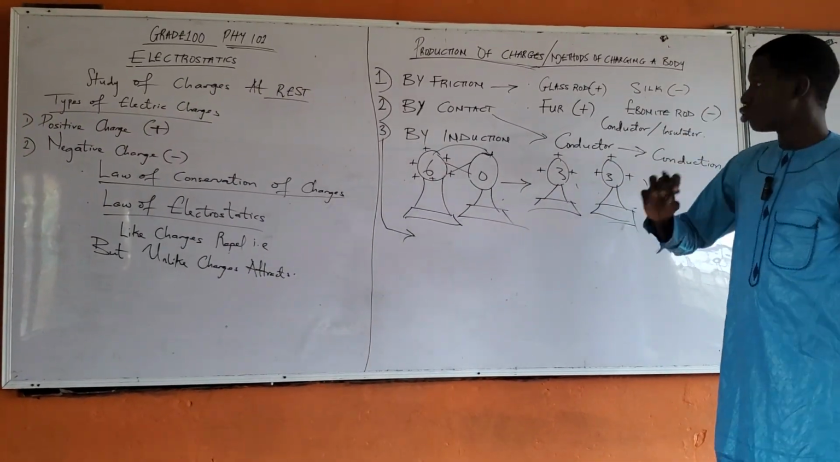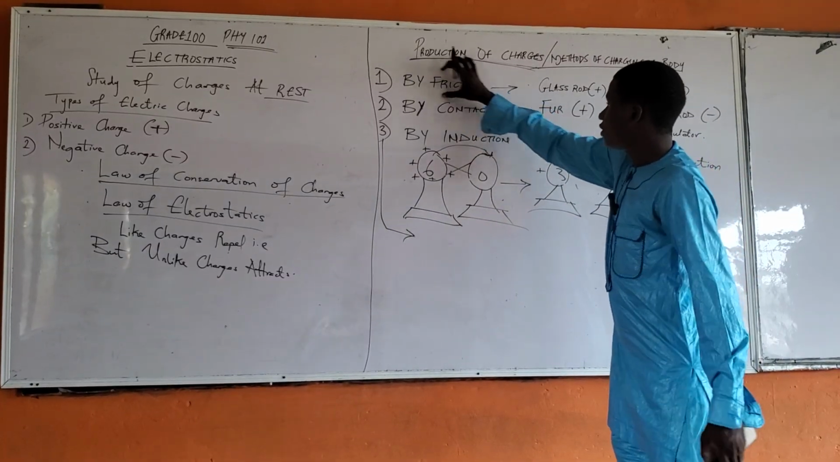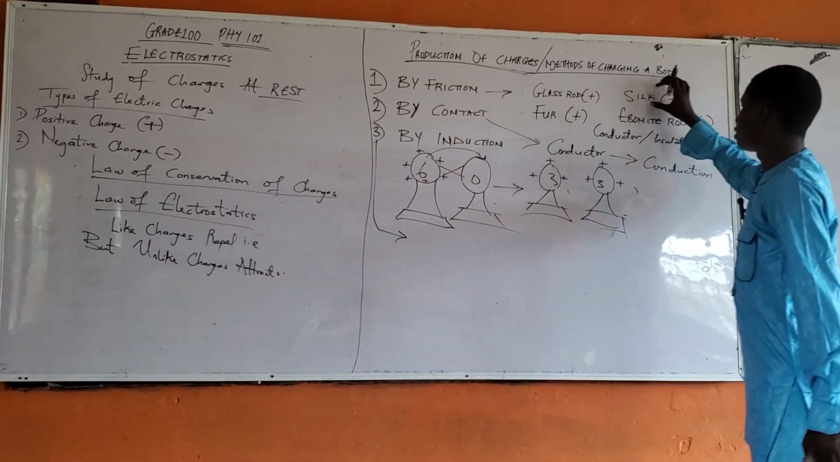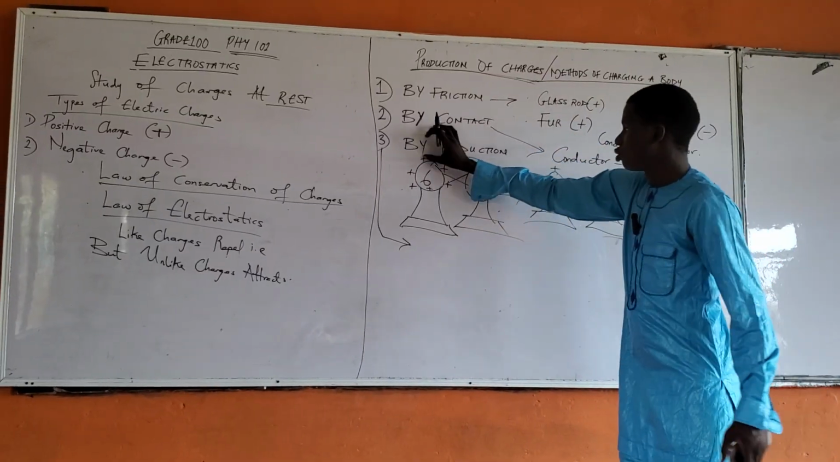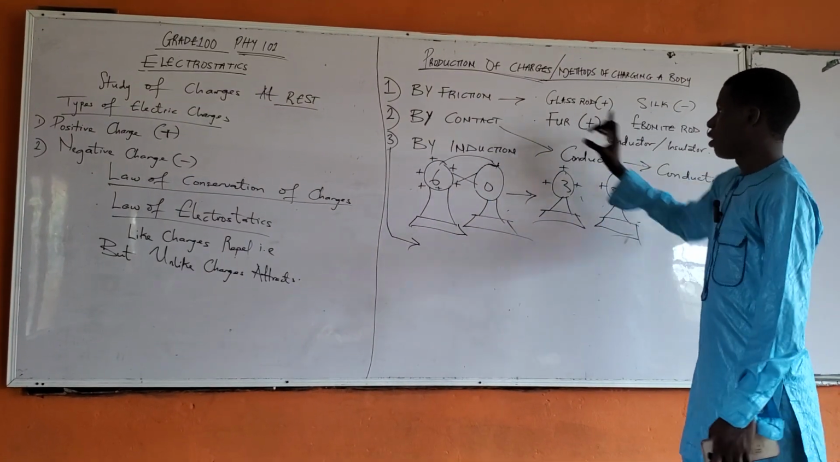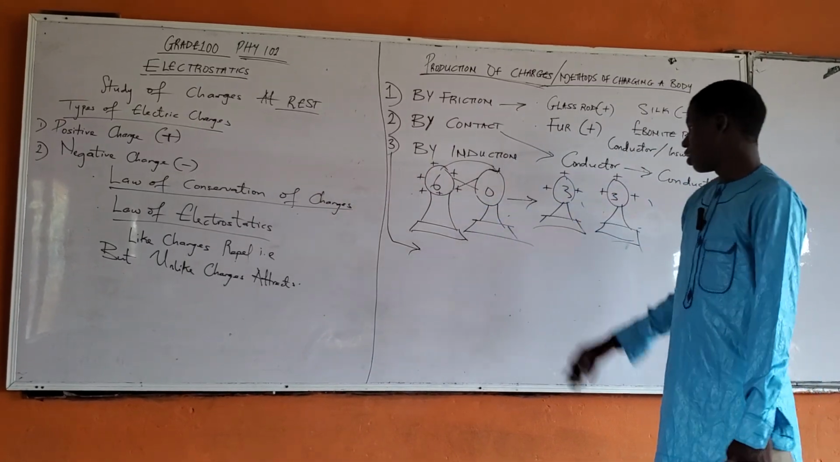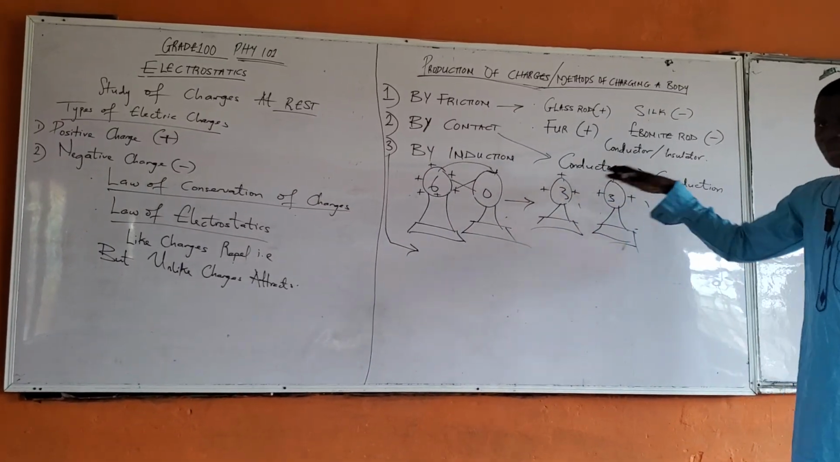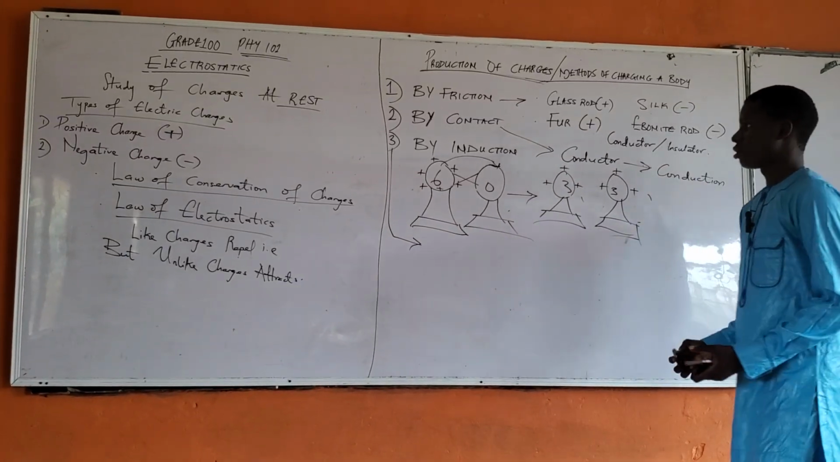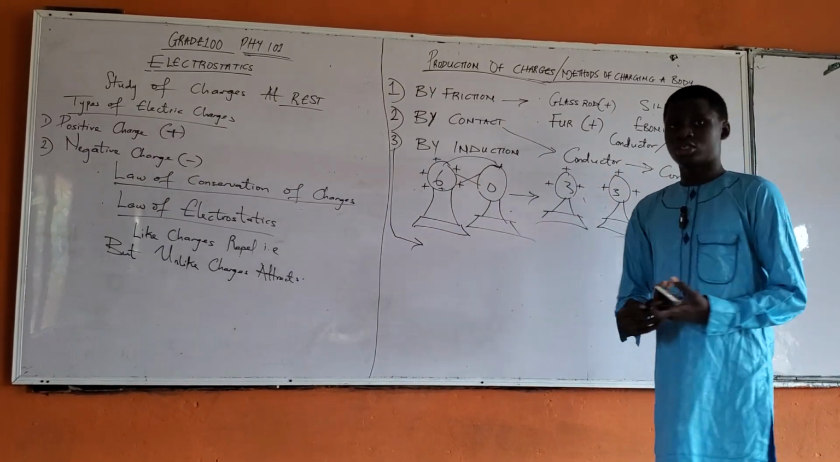Now there's something to note: charging by friction produces charges of different kinds, and by induction it also produces charges of different kinds, but by contact it's just a transfer of charges, the same charge, so it will produce charges of the same kind. And that's all about the methods of charging a body.